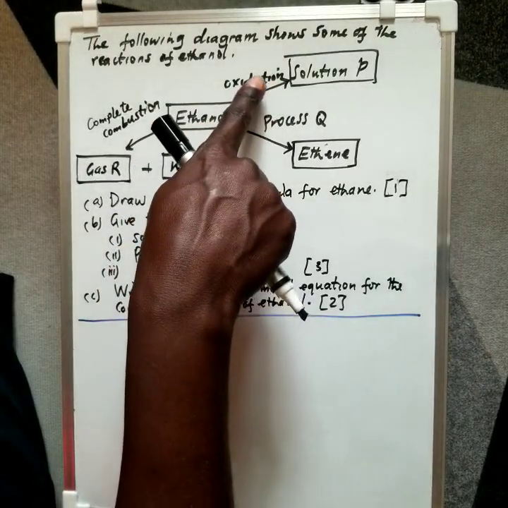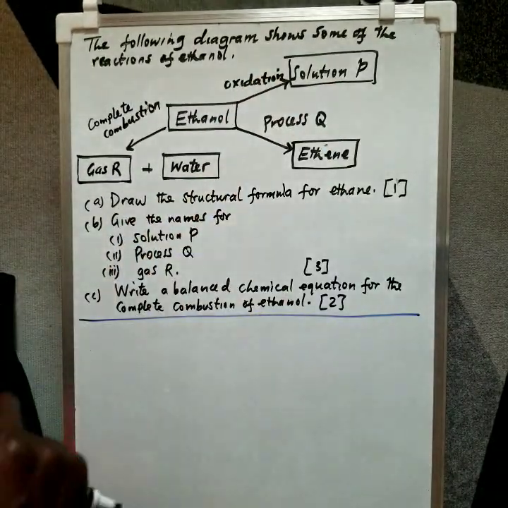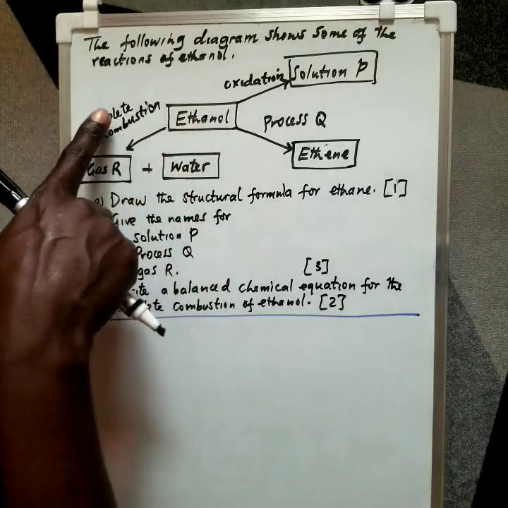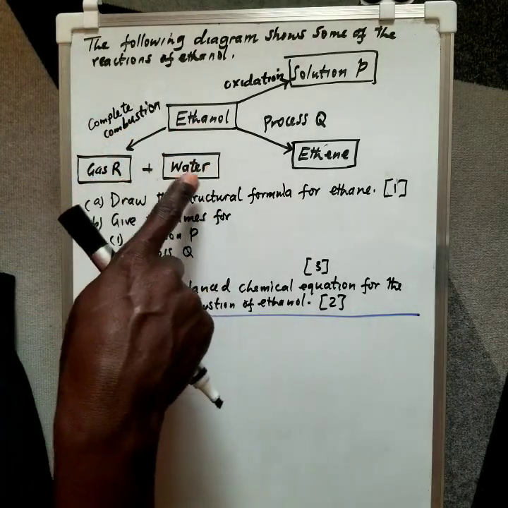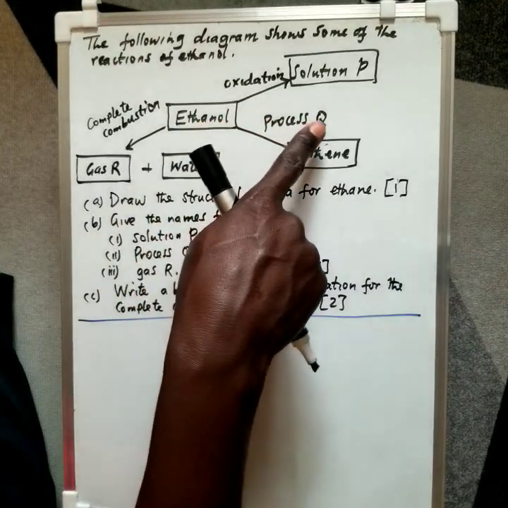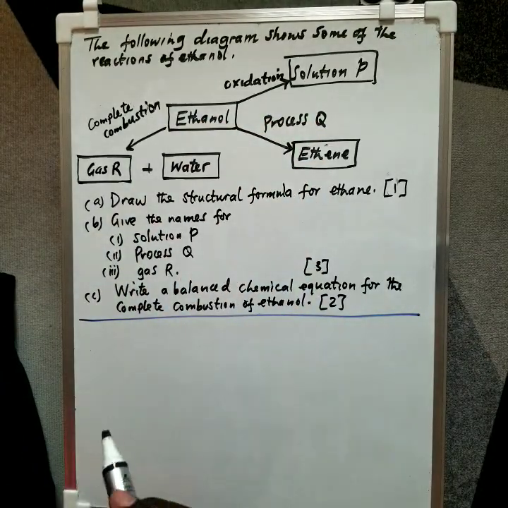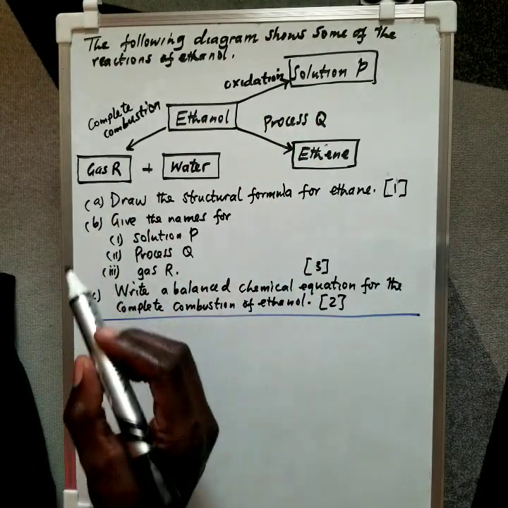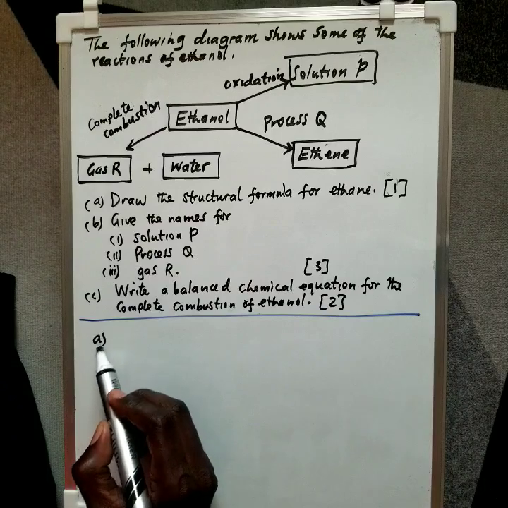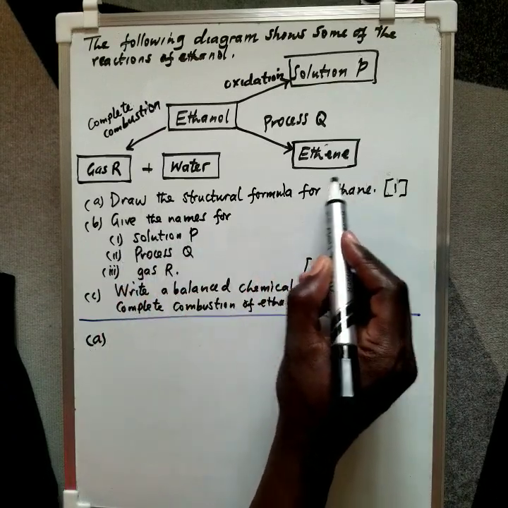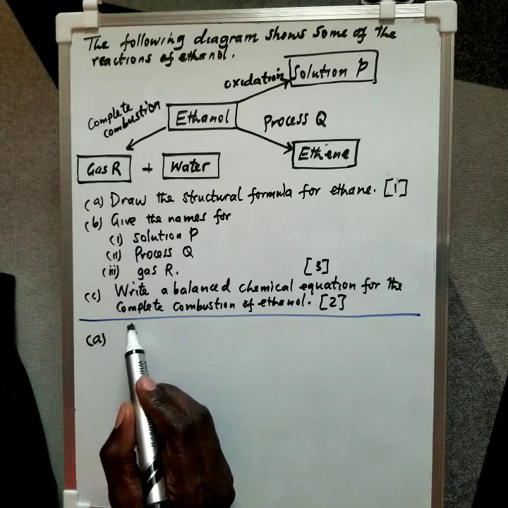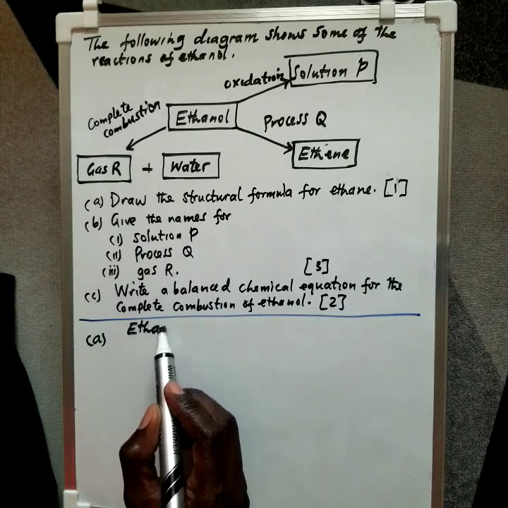Ethanol undergoes oxidation to produce solution P. Then ethanol undergoes complete combustion to produce gas R and also water. Then ethanol undergoes process Q to produce ethene. That's what they're telling us. Then part A simply says draw the structural formula for ethane. So they want us to draw the structural formula for ethane.